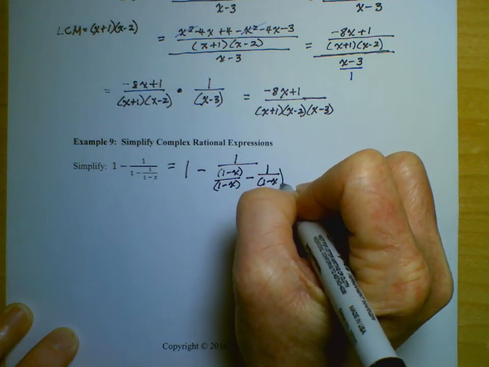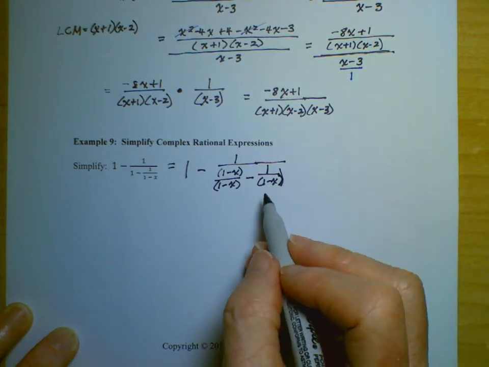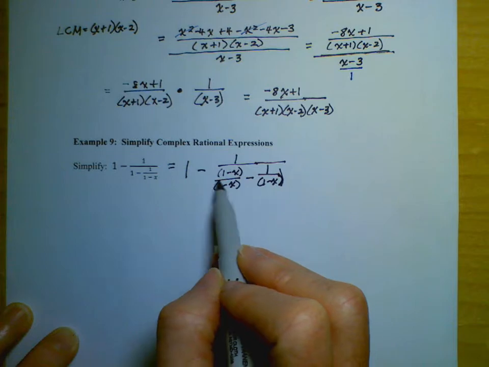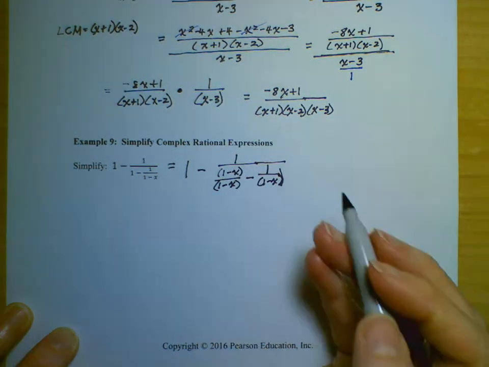And I still have this. Whoops. That should be just right there. Okay. Notice this is just 1. This is the 1 that we have right here. I just wrote it like that. Why did I do that? Because the denominators are the same now.